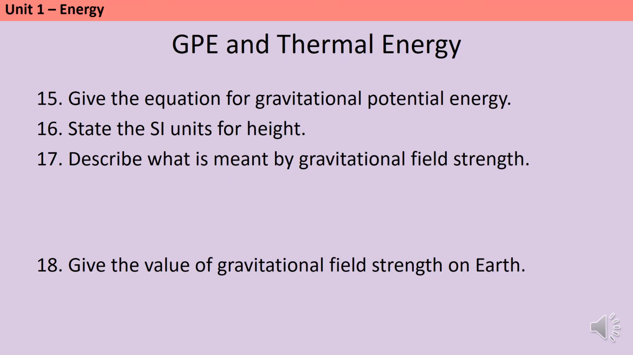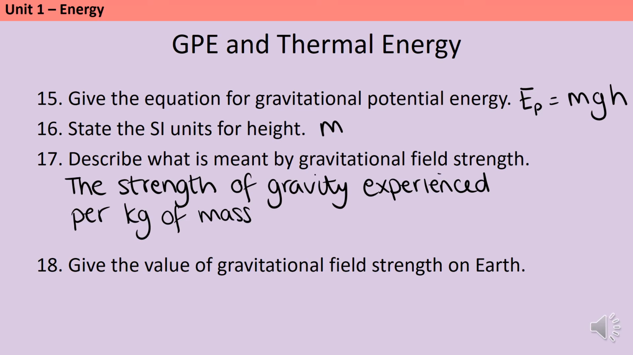The equation for gravitational potential energy is energy is mass multiplied by gravitational field strength multiplied by height. The SI units for height are meters. Gravitational field strength means how strong is the gravity you're feeling per kilogram of mass. On Earth, g has a value of 9.8 newtons per kilogram.